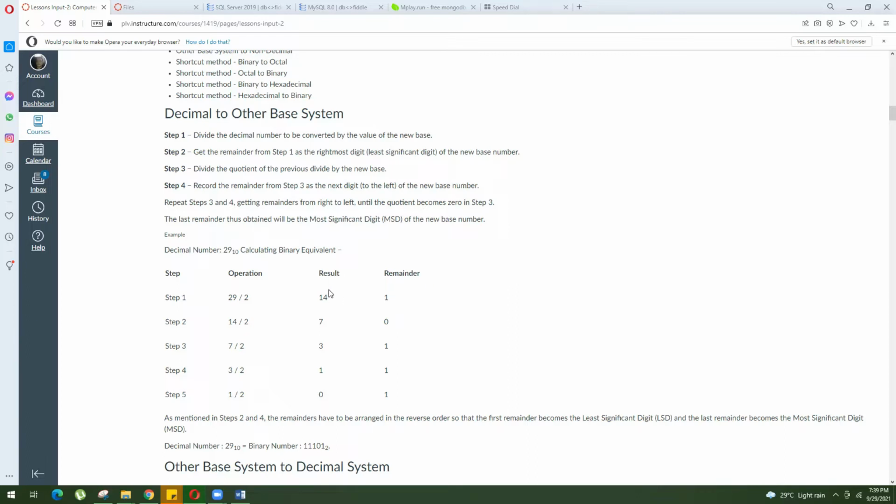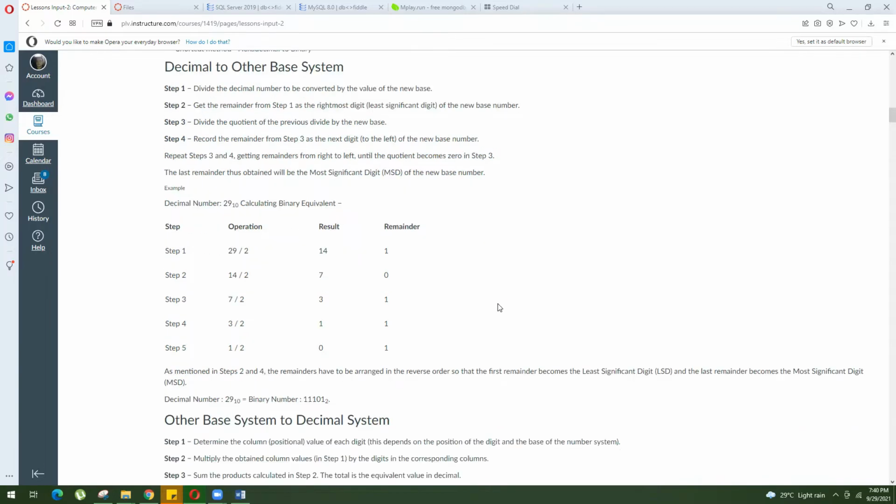So the result will be further divided again by the base number that we are using. Divide the quotient of the previous division by the new base. Record the remainder from step 3 as the next digit to the left of the new base number. Repeat steps 3 and 4, getting remainders from right to left until the quotient becomes 0 in step 3. The last remainder thus obtained will be the most significant digit of the new base number. So again, step 1, 29 divided by 2, result is 14, remainder 1. So this will be our least significant number.